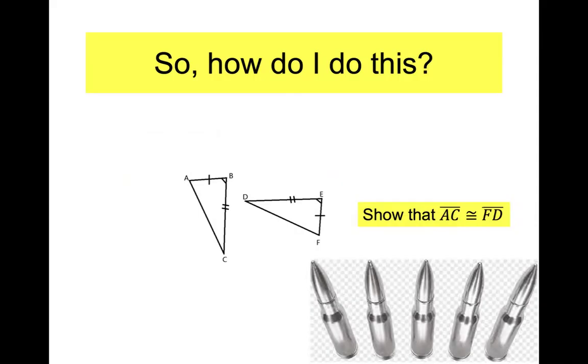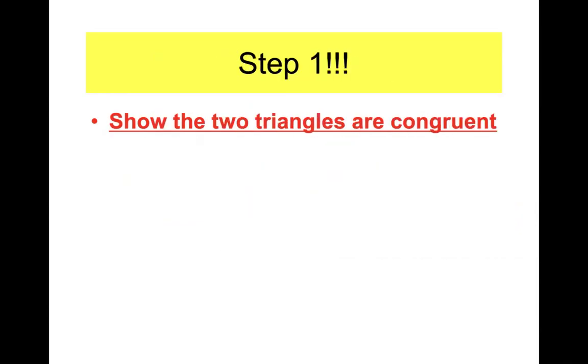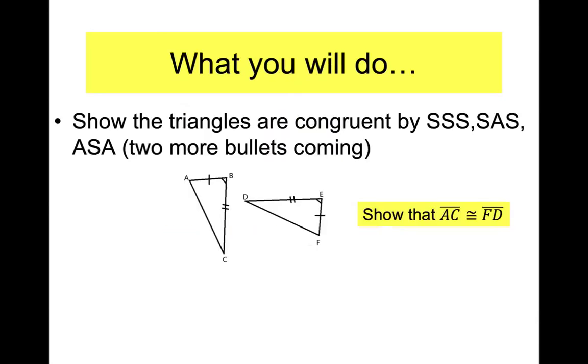Well, we're going to use our silver bullets, right? First thing we're going to do is we're going to show that the two triangles are congruent, either by SSS, SAS, or ASA. We'll still get the two extra bullets, but not today. It's not like in two lessons. So step number one, show that the two triangles are congruent. Step number two, once that's done, is simply use the magic words CPCTC.